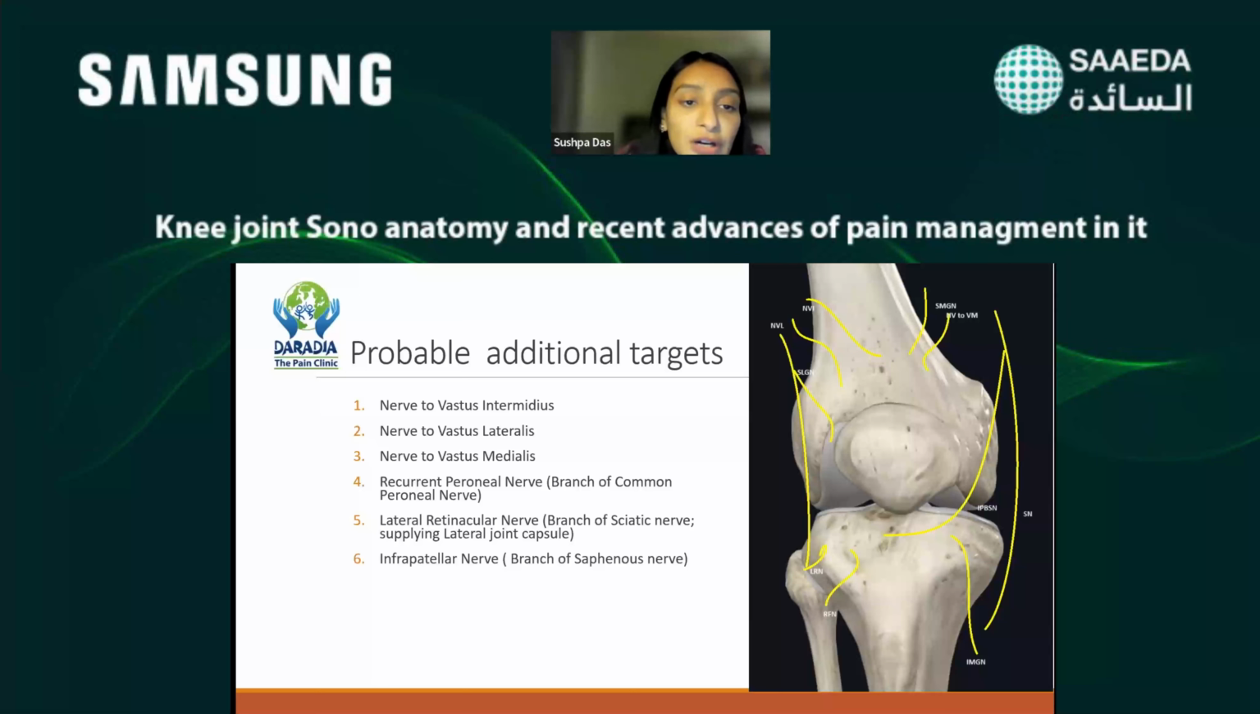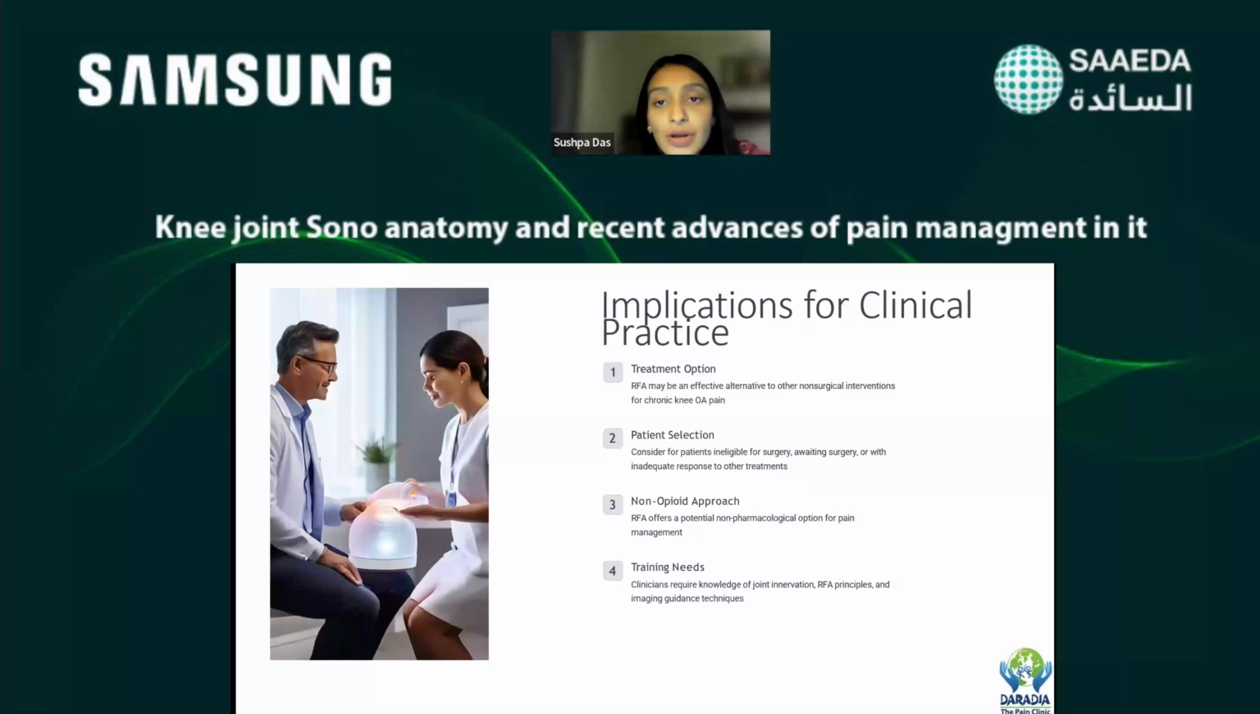So remember, nerve to vastus intermedius, nerve to vastus lateralis, nerve to vastus medialis, then the recurrent peroneal nerve, which is a branch of the common peroneal nerve, and the lateral retinacular nerve, a branch of the sciatic nerve supplying the lateral joint capsule. Then there is the infrapatellar nerve, which is a branch of the saphenous nerve. These are the additional targets which you can include after you have included the three conventional targets. So this I have already mentioned.